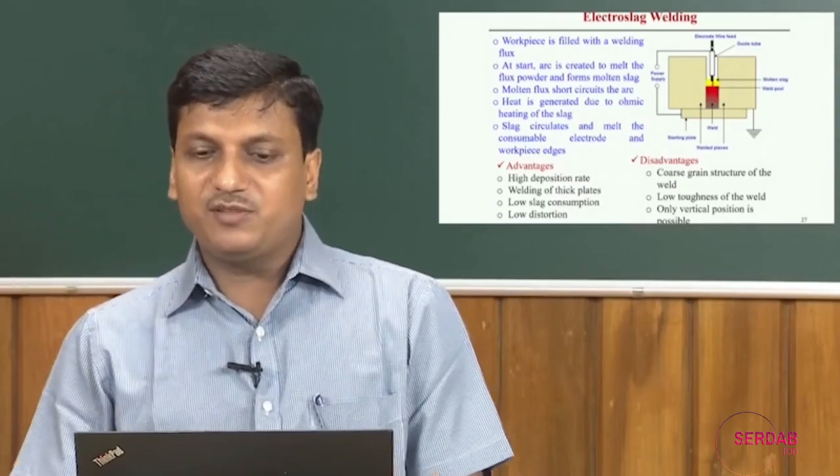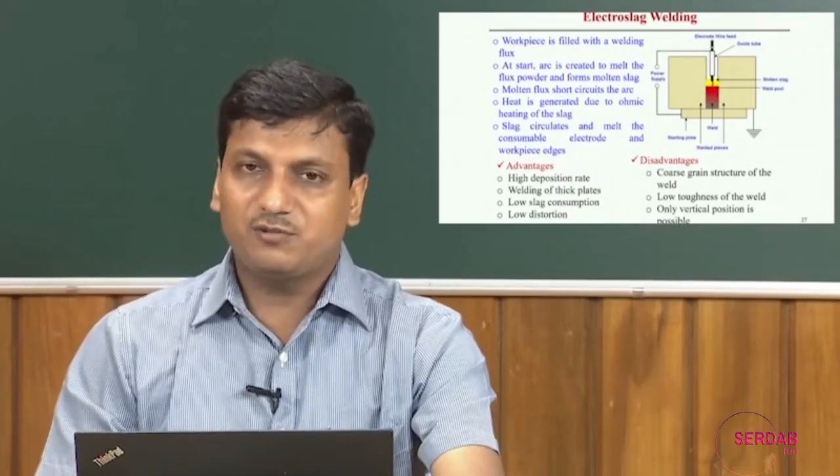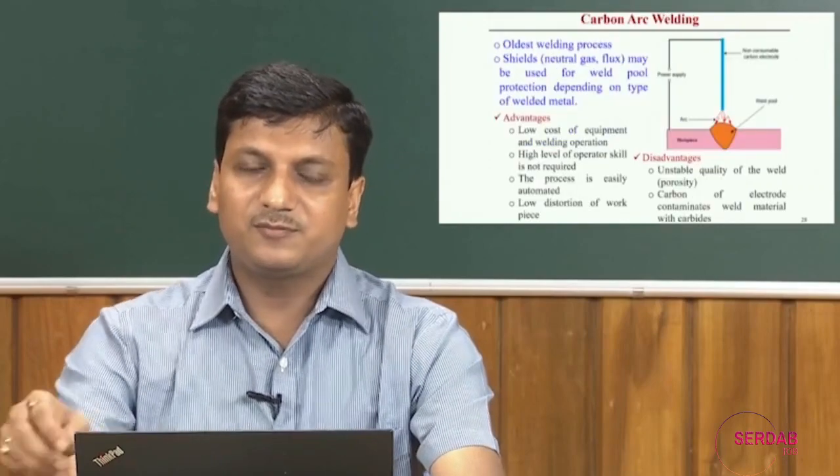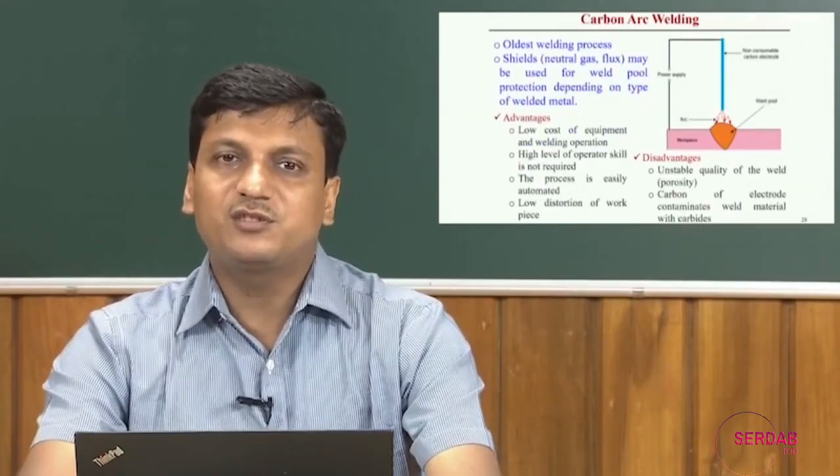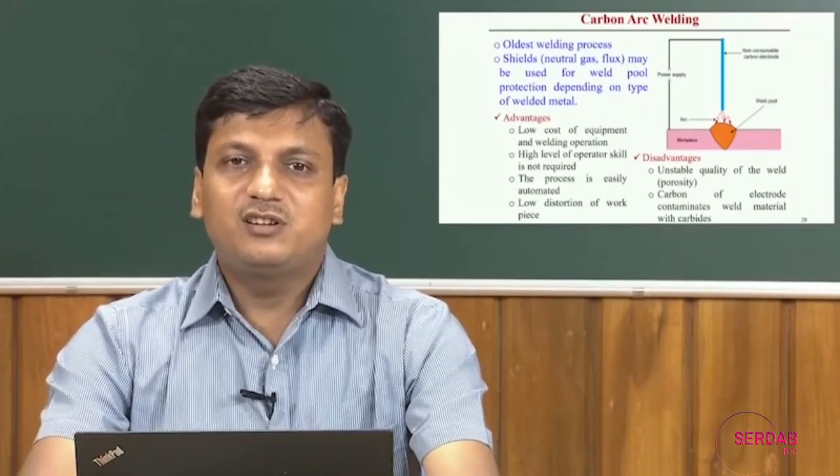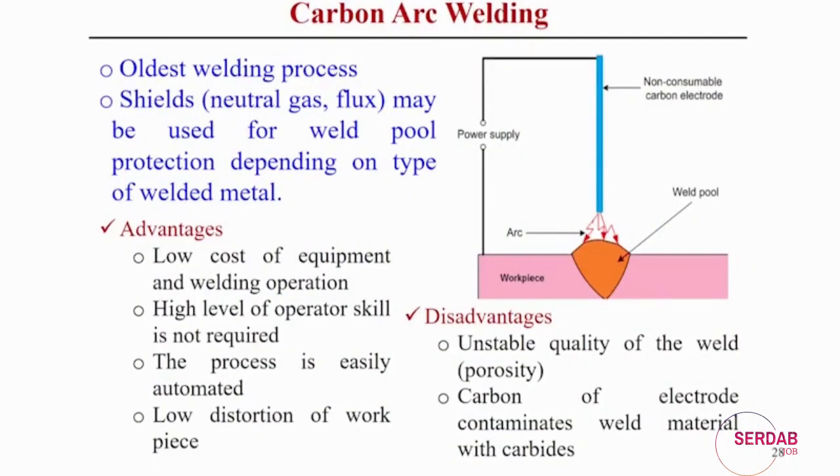Apart from the electroslag welding process, there is another, very simple welding process called the carbon arc welding process. It is a very old welding process. Shielding may be used for weld pool protection, depending upon the type of the process, so either natural gas or flux can be used, but the basic principle is the same as the other welding processes.